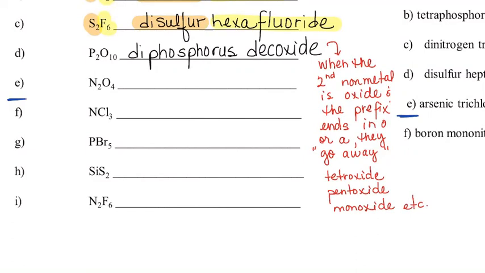Okay? Let's look at letter E. What would be the first word? N2. What would be the first word in letter E? Great job. Dinitrogen. Thank you for participating, Katie.